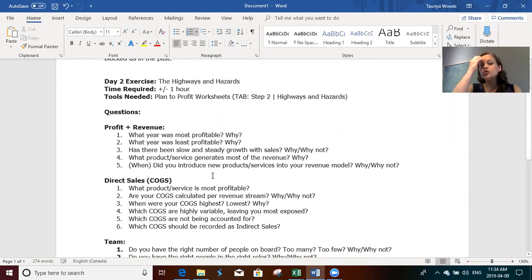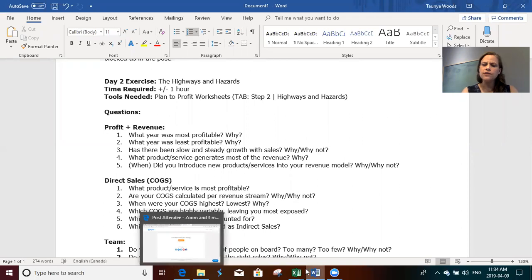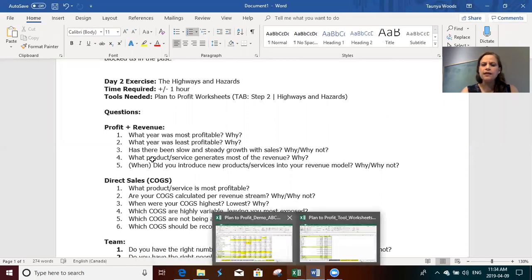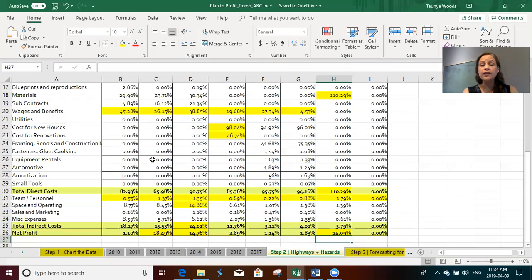Okay, did you introduce new products or services into your revenue model? Why or why not? Oftentimes what I see here, just like we saw, actually, nope, this wasn't the example in this case. In this example, these guys were actually doing really well with renovations. What happened is they started to get bored. They wanted a new challenge. So they decided, let's start building homes. We're doing so well with renovations, let's start building homes.